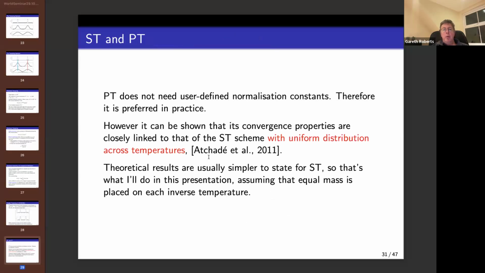And in this paper with Yves Atchadé and Jeff Rosenthal, we did show that parallel tempering and simulated tempering essentially behave with the same kind of asymptotic diffusion behavior under various mild conditions. Well, in that paper they weren't very mild, but you can do it under very mild conditions indeed.